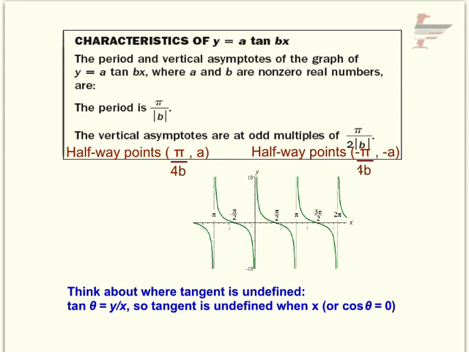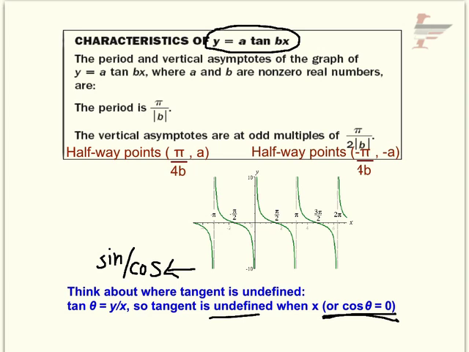Alright, the last graph I'm going to talk about is the tangent graph. And it has the same type of equation, y equals a times the tangent of bx. First, before I talk about the tangent graph, I want you to think about where tangent is undefined, because sine and cosine aren't undefined anywhere. But the tangent is the y divided by the x, or otherwise known as sine divided by cosine. So that means cosine can't equal 0 because you can't divide by 0, right? So it's going to be undefined anytime the cosine value is equal to 0.